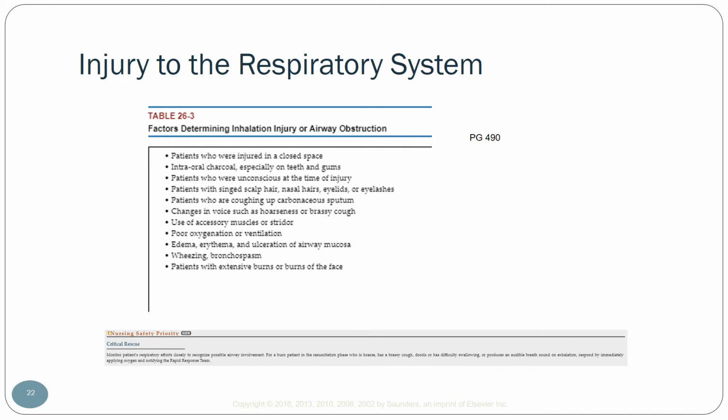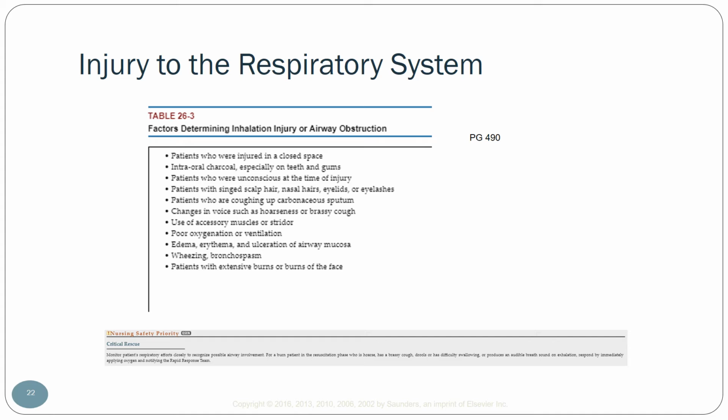Table 26-3 on page 490 goes over indications that there is injury to the respiratory system. There are some things that weren't covered on the previous slide. So, patients who were unconscious at the time of injury, or who are using accessory muscles or have stridor, we talked about. So read through those. There is a critical rescue that I'd like you to notice. It says monitor patients' respiratory efforts closely to recognize possible airway involvement.